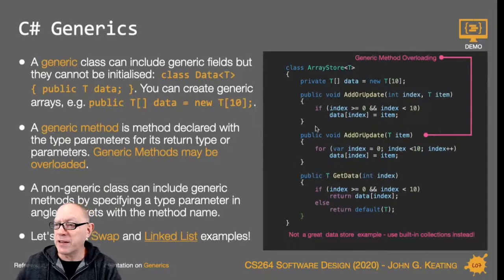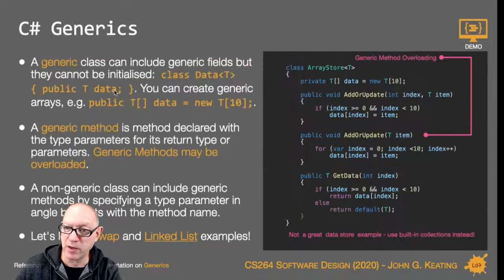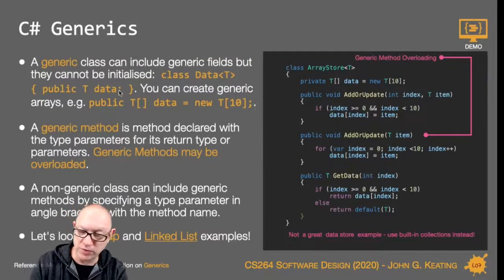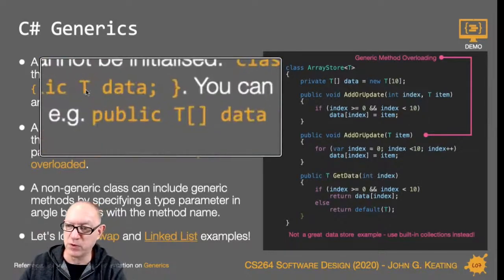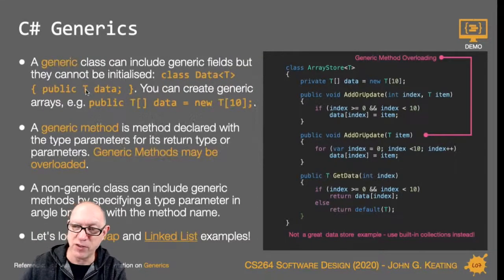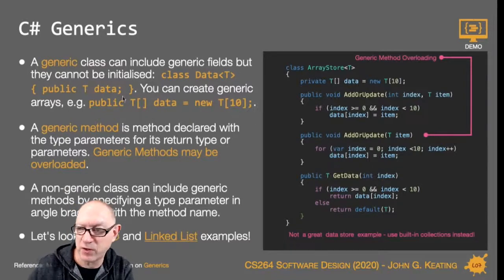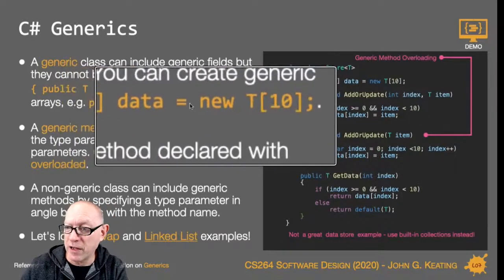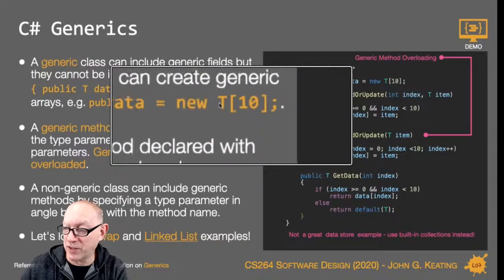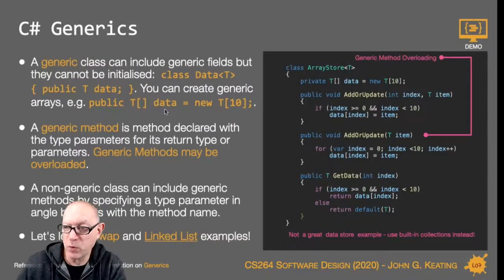So a generic class can include generic fields, and they can't be initialized. Okay, so you can have, say, class data T, for example, public T data, but you can't actually say public T data is equal to new 10. We can't assign a value to that. We can't say public T data is assigned a value of whatever 1, because, well, what's 1? Then it's not generic. We don't have a generic default value, so it makes sense we can't do this. You can create generic arrays as well, but again, these can't be assigned data because we don't know what the type is at the time.